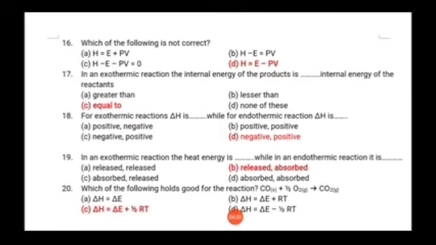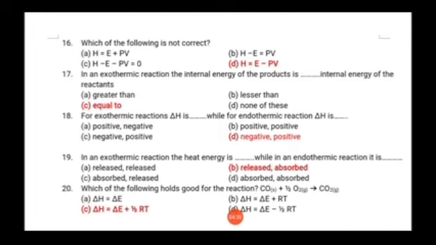Next multiple choice question. In an exothermic reaction, the internal energy of products is blank internal energy of the reactants. Options are greater than, lesser than, equals to, none of this. You know that whenever an exothermic reaction is going on, internal energy of products and internal energy of reactants are always equal. For exothermic reactions, internal energy of both product and reactant are equal. So the correct option of this question is option C, that is equals to.